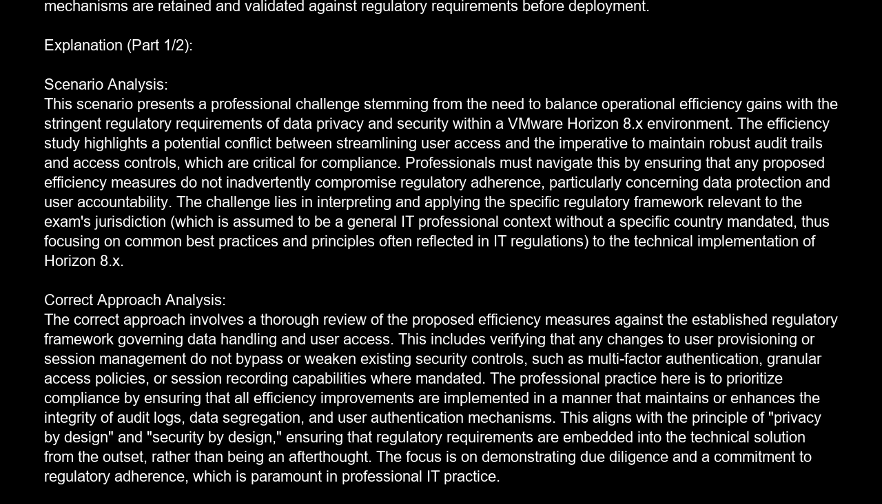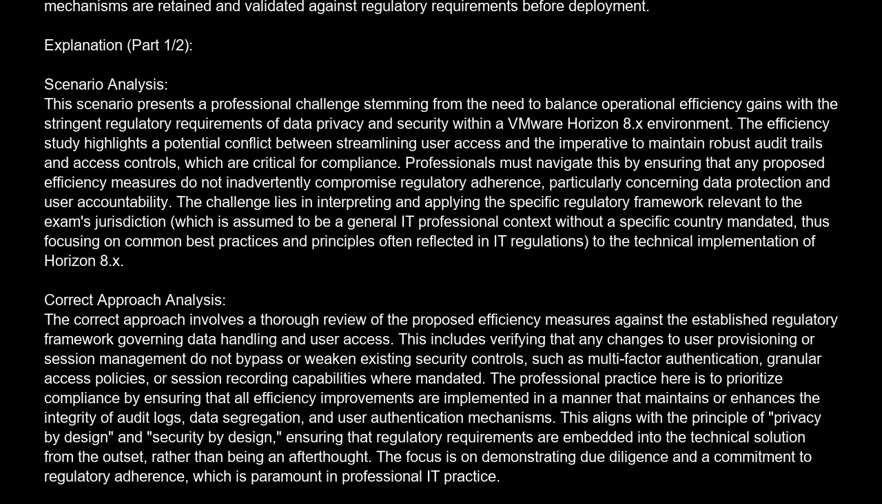Scenario analysis. This scenario presents a professional challenge stemming from the need to balance operational efficiency gains with the stringent regulatory requirements of data privacy and security within a VMware Horizon 8 X environment. The efficiency study highlights a potential conflict between streamlining user access and the imperative to maintain robust audit trails and access controls, which are critical for compliance.